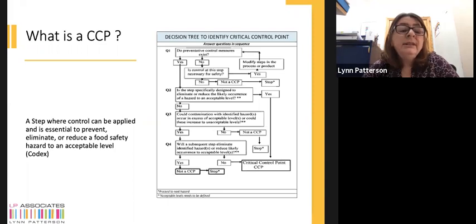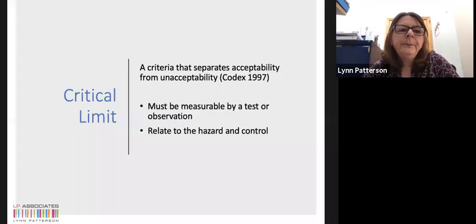By definition, it's a step where control can be applied. It's essential to prevent or eliminate a food safety hazard or reduce a food safety hazard. It's normally the last point in the process where we can control a particular hazard. By definition, everything cannot be critical. Traditionally we are seeing companies with 2, 3, 4 critical control points. A lot of companies are now reducing down to having very few critical control points. So it's usually the last step in the process where we can control a particular hazard.